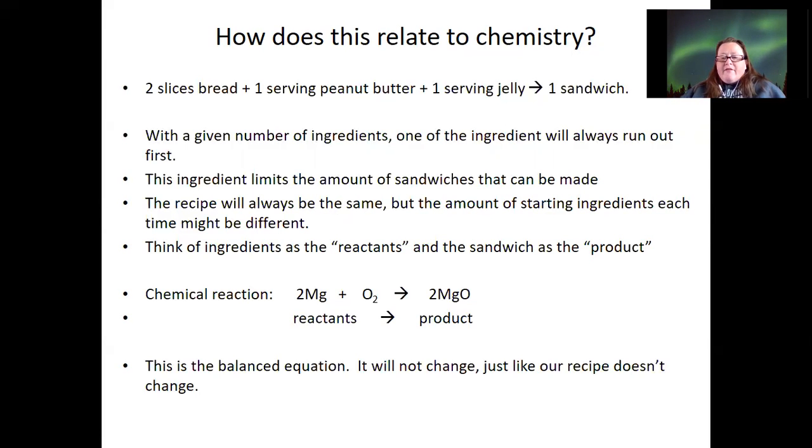So if I don't want to use any more magnesium than what I need to, I want to figure out exactly how much magnesium I am going to need to make my 5 grams of magnesium oxide. I don't want to use any more than that. That would be wasteful. And a lot of substances are quite expensive.